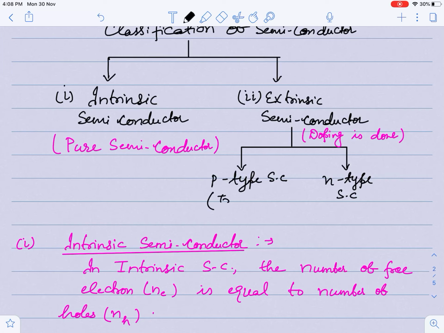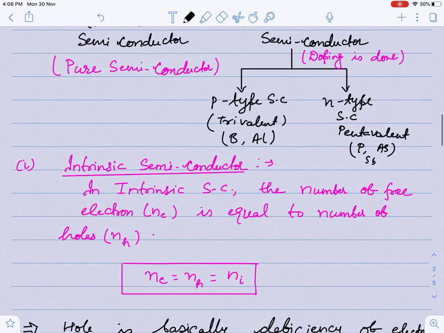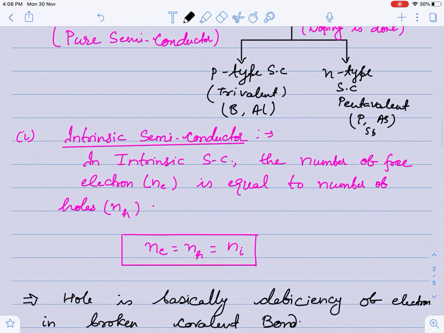This is trivalent impurity, and this is pentavalent impurity. Trivalent and pentavalent, I hope you can understand that, like boron, aluminium, these are trivalent, and pentavalent is phosphorus and arsenic, antimony, this type of thing. So intrinsic semiconductor is those semiconductor where we see that the number of electrons and number of holes are equal.